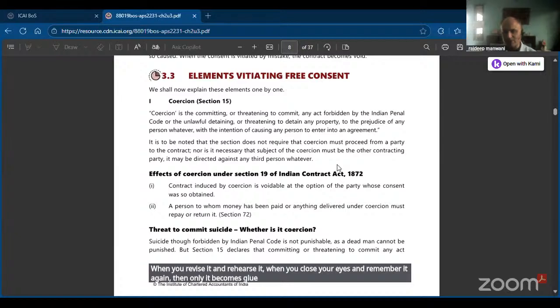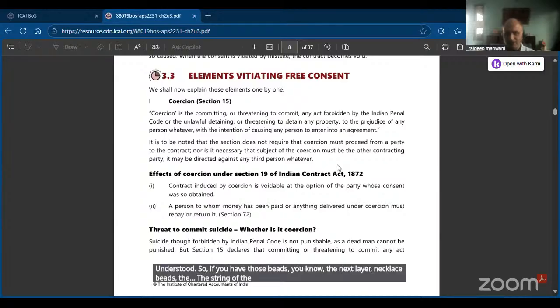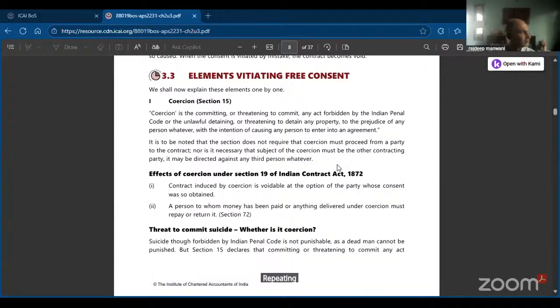Understood? Yes, sir. So if you have the beads, the necklace bead, the string of the beads of your memory is rehearsing in your mind, revising it in your head, repeating it again and again. Correct or no?